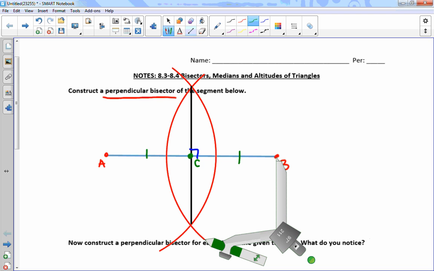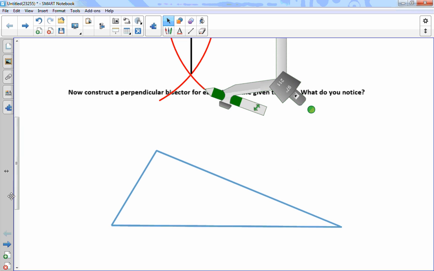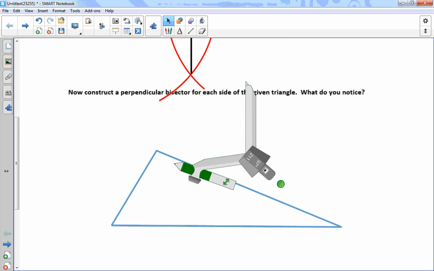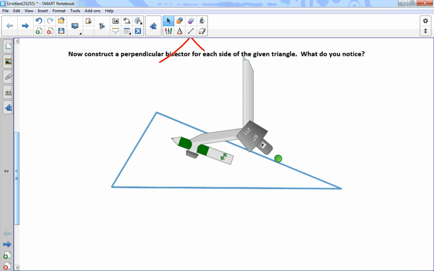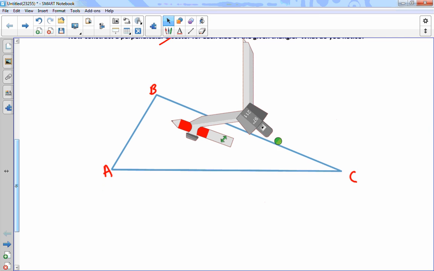Now you know how to do a perpendicular bisector, you've been reminded. We're going to construct three perpendicular bisectors on our triangle down below. It's important that you are as precise as possible because something special should happen. If you're not very accurate, then yours isn't going to work. So, as precise as possible, with A, B, C, I'm going to start with my BC side.